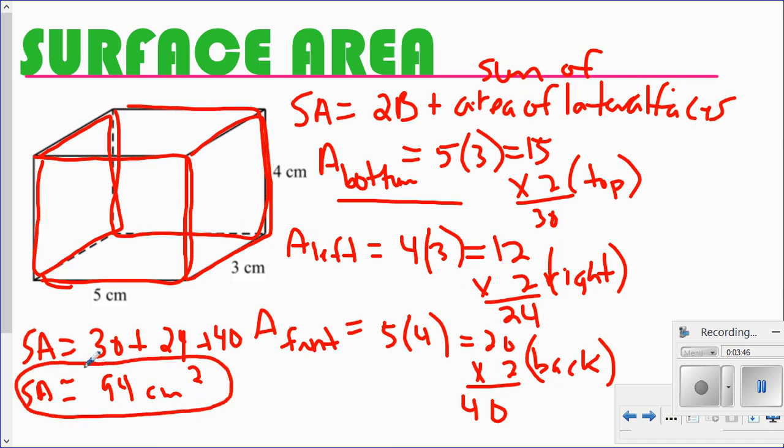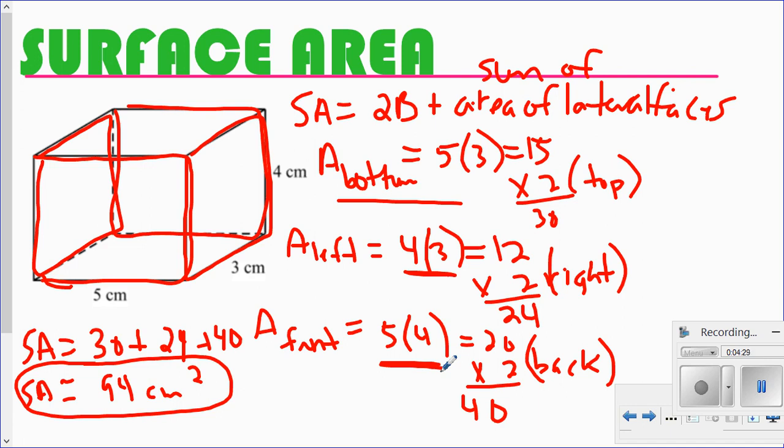Okay. Now, that was just thinking about the net, or just taking all the side areas and adding them up. But we're going to look at finding the surface area of this rectangular prism another way. So we're going to go back to where we found the area of the lateral faces. So notice here with the left, we had 4 times 3 because those were the dimensions of the left and the right rectangle. And then notice that for the front and the back, we again have 4, which was the height, times the other dimension, which is 5, when we're looking at the front and the back.